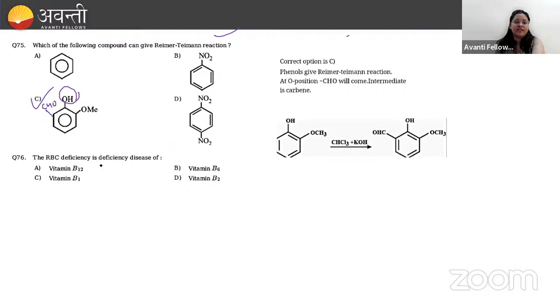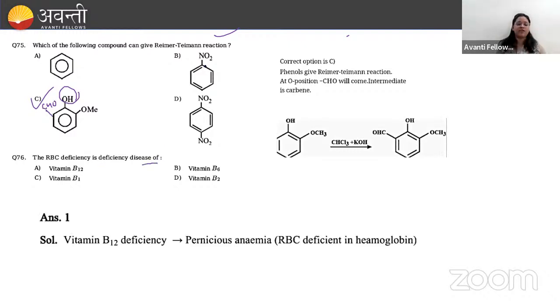Next, RBC deficiency is a deficiency disease of... So this disease is a deficiency of what? Vitamin B12.